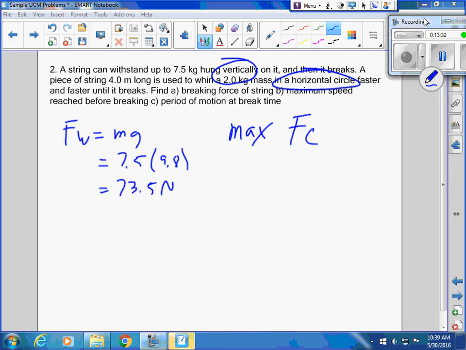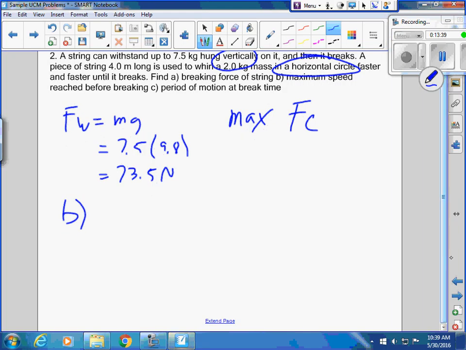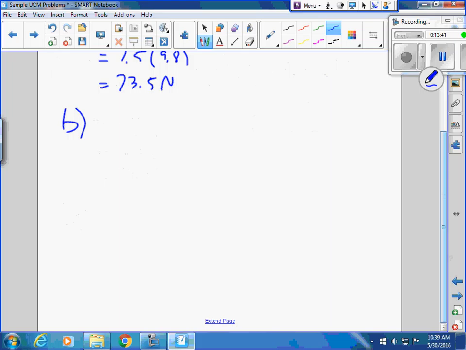Okay, so part B says maximum speed reached. In part B, the maximum speed reached is when, of course, the maximum centripetal force is there. So we're going to say FC is equal to mv squared over r. Pardon me, sometimes I put big R on the bottom. I tend to do that because my little r's look like V's. The R doesn't matter. So we're going to use this 73.5 in here for our maximum centripetal force.